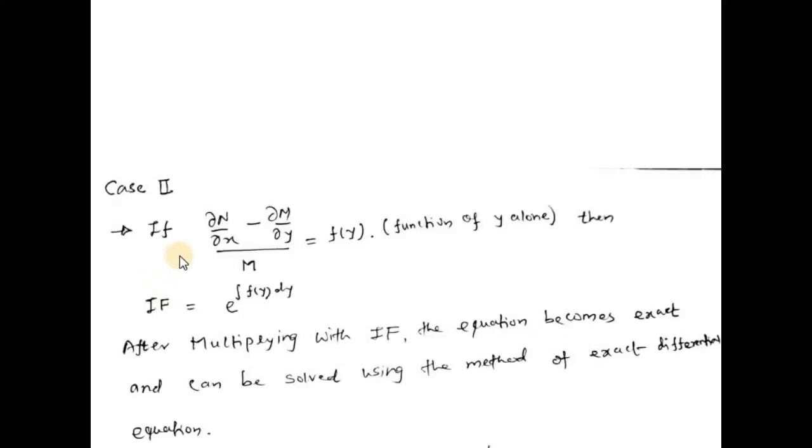Hello students, today we will discuss case 2 of non-exact differential equations reducible to exact form. Case 2: if (∂N/∂x − ∂M/∂y) divided by M is a function of y, that is f(y), then the integrating factor is e raised to the integral of f(y) dy. After multiplying with this integrating factor, the equation becomes exact and it can be solved using the method of exact differential equations. Now let us discuss examples related to case 2.